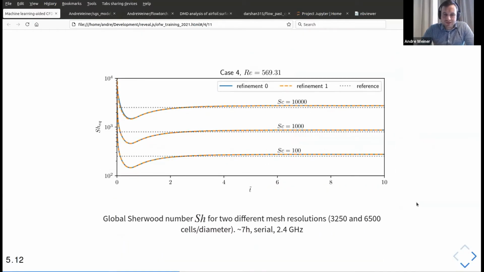All right, and another nice property is that we also have a very low mesh dependency. So if you repeat the simulation with an even denser mesh, you get very much the same global mass transfer, expressed here as the Sherwood number.